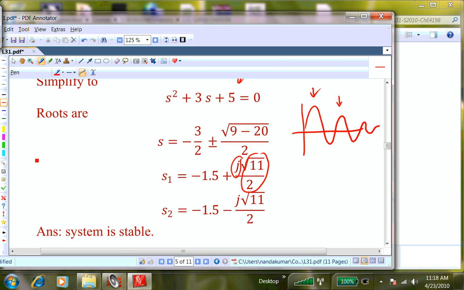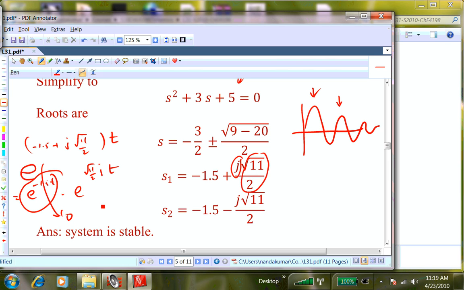Why? Because if this is the root, the solution is going to be written as e to the power of minus 1.5 plus j times square root of 11 over 2, times t. That's how the solution will look in the time domain. You can split it up into two parts: e to the power minus 1.5t multiplied by e to the power square root of 11 over 2 jt. It is the first part that ensures that it decays to zero. It is the second part that gives you the sine and cosine. When you write it in sine and cosine, it will be sine of square root of 11 over 2 t plus j times cosine of square root of 11 over 2 times t. So the frequency is related to the square root of 11 over 2. You can extract that information from there.